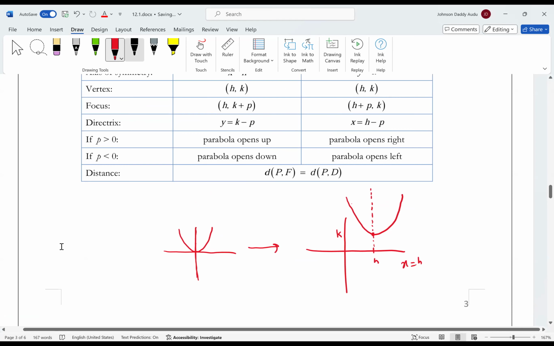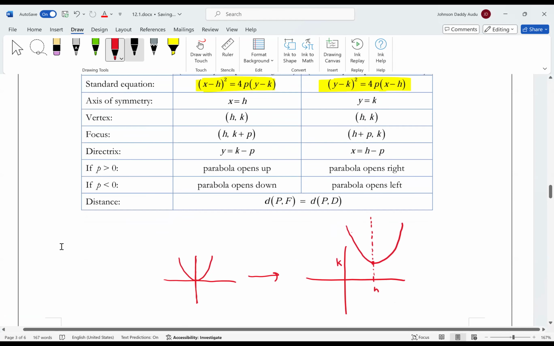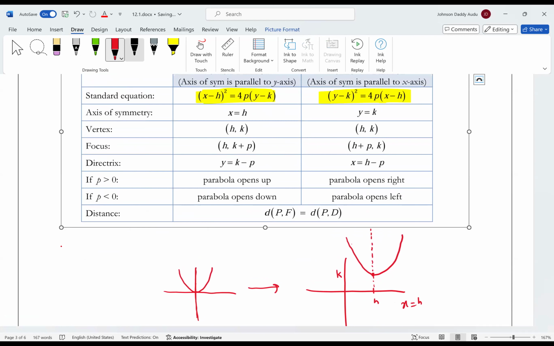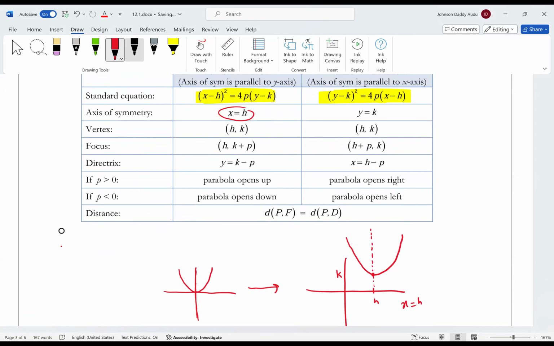So you can see that is why the formula has changed. Look at the formula here. Axis of symmetry now is x equals h, right?